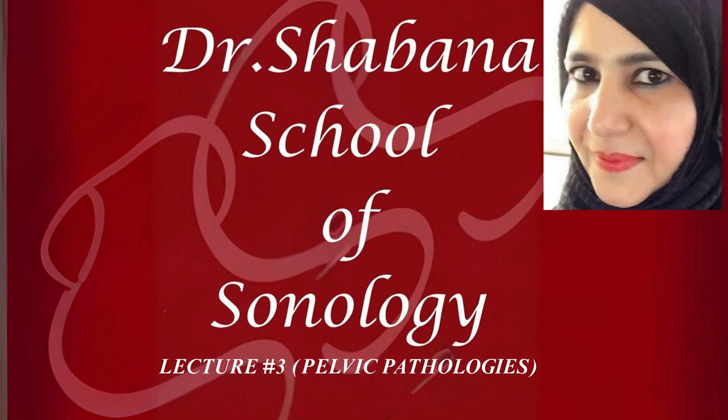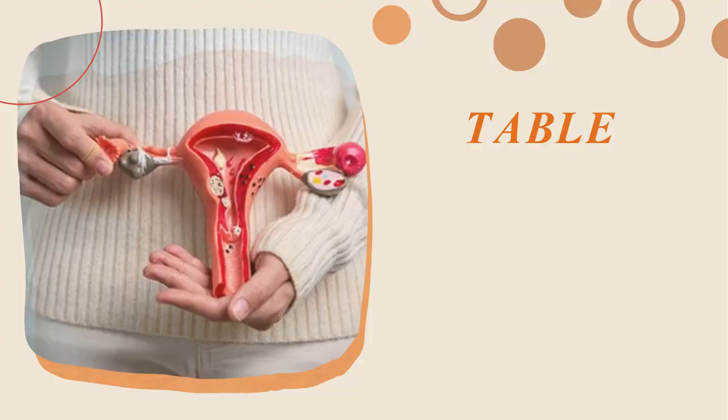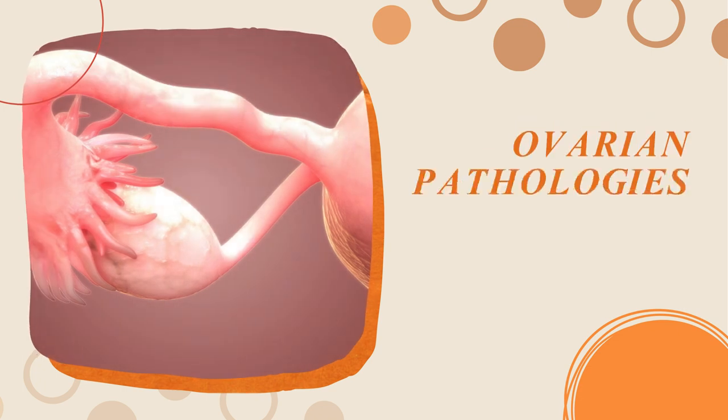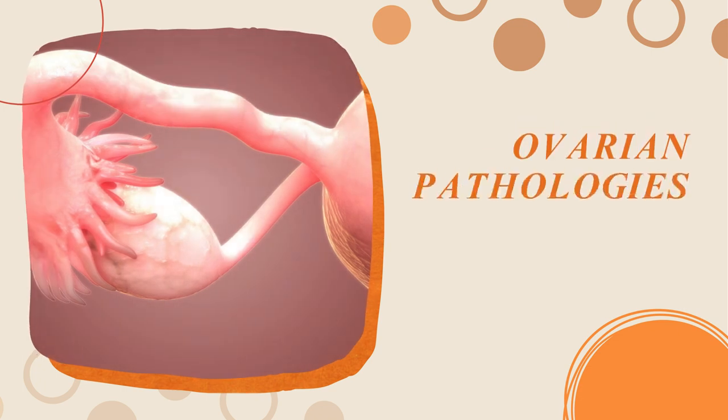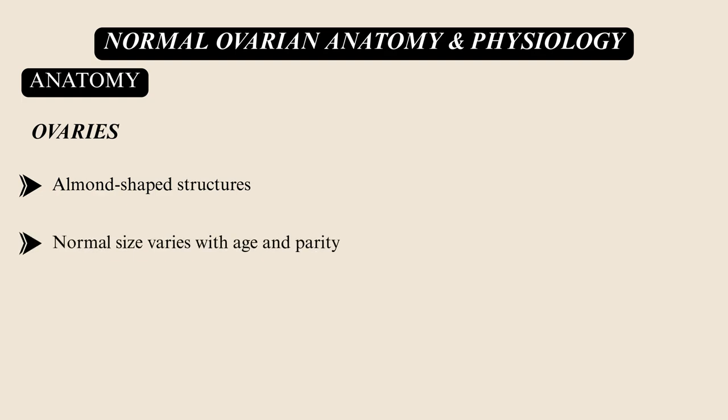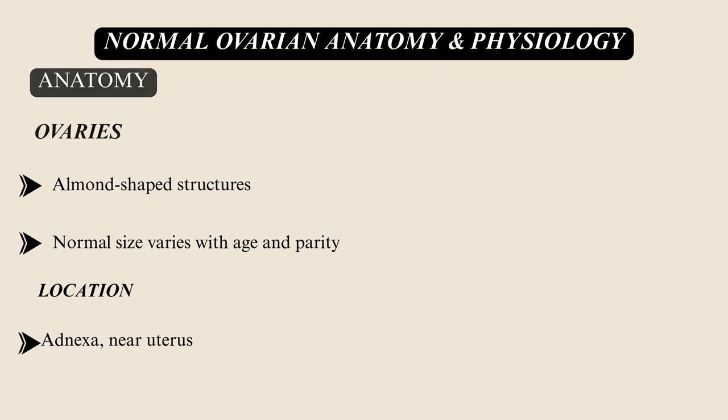Shabana School of Sonology. Today I am excited to share a new video with you which is about pelvic pathologies. Today our topic of discussion is ovarian pathologies. Ovaries are almond-shaped structures. Its normal size varies with age and parity. It is located in adnexa or anywhere near uterus.